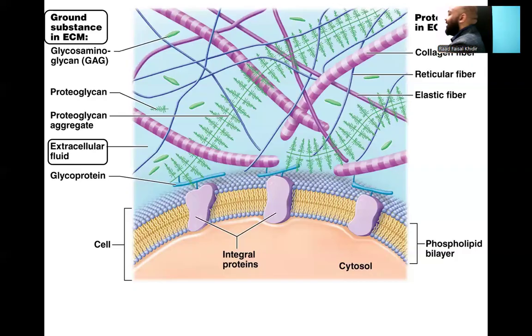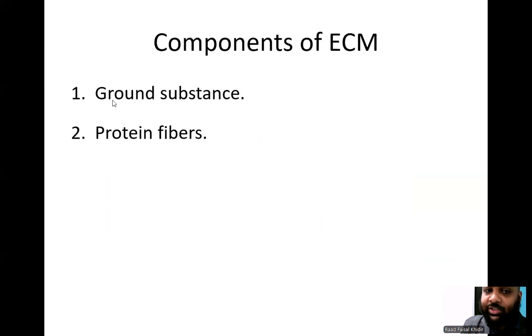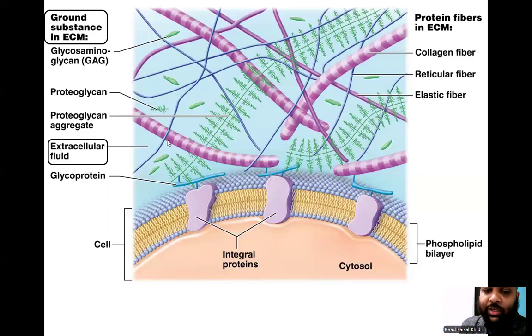Who can tell me what do we see now in this image? Who can identify for me where is my extracellular matrix? Everything that is not the cell, that's not here. Everything that's outside, that's part of the extracellular matrix, because the extracellular matrix is two things, ground substance and protein fibers. So you have the ground substance in the extracellular matrix where you have glycosaminoglycans. These are glycosaminoglycans, and these are proteoglycans, and these are proteoglycan aggregates.